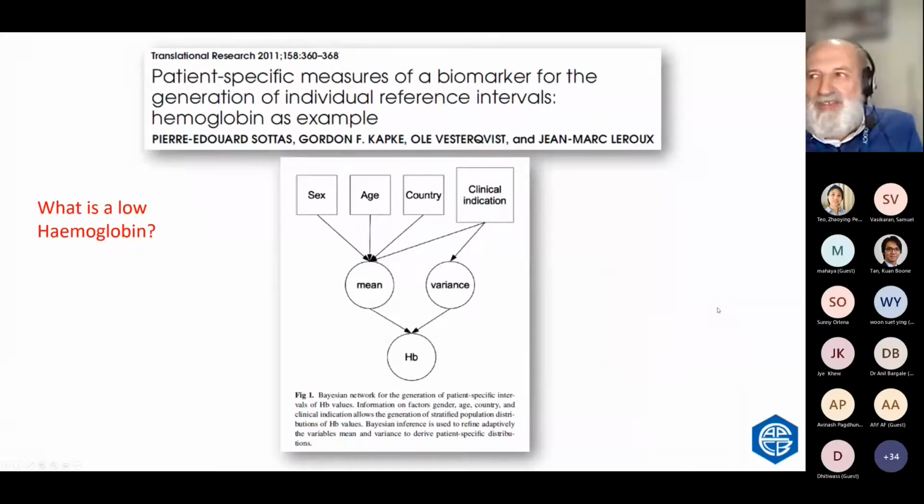But we've skipped over an issue about what is a normal hemoglobin. So if you're going to do a full blood count to diagnose anemia because clinical signs aren't as reliable, what is a low hemoglobin? There are various factors that determine what a normal hemoglobin is, like the gender of the patient, their age, the country they're from, and the clinical situation that they're in.